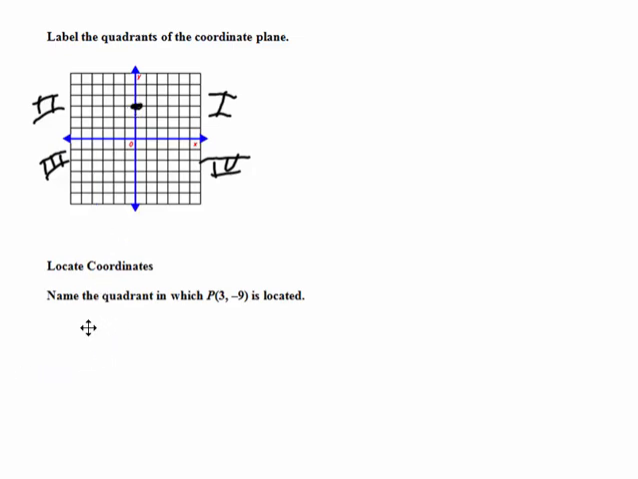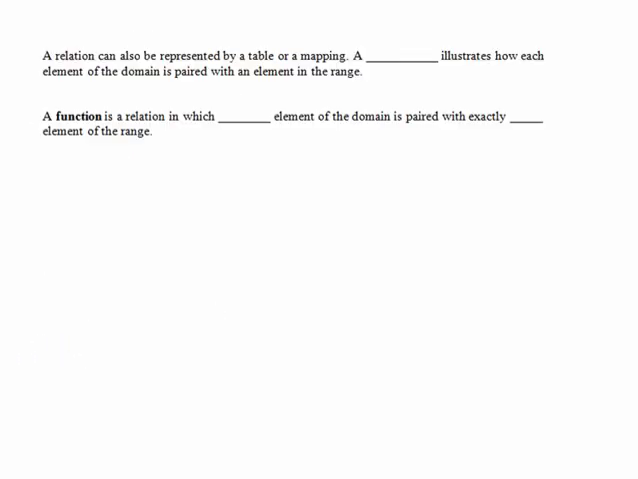Alright, and locate the coordinates. Name the quadrant in which P, some point P, which is (3, -9), is located. Well, we go 3 in the x direction, 1, 2, 3 in the x, and -9 in the y: 1, 2, 3, 4, 5, 6, 7, 8, 9. So it's going to be somewhere down here. Is that point P. And that point is definitely in the 4th quadrant. So we put 4 here, again stating our quadrants using Roman numerals.